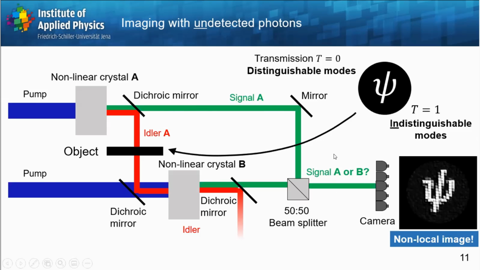But the other very curious thing is that I never said anything about measuring this idler. So we actually don't care. We can simply take these idlers, pass them through the object, and just throw them in the garbage, because the image is going to appear in the signal on the other side. It's no problem. And that's why it's called imaging with undetected photons. The undetected photons are the idlers that are here. They are allowing us to do this imaging, but on the other side, we get this non-local image of the object.